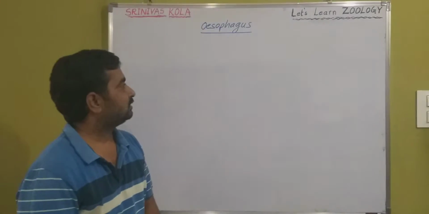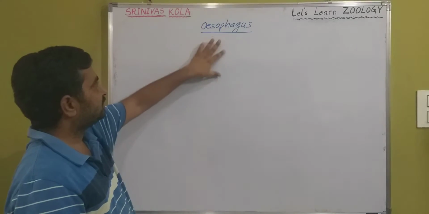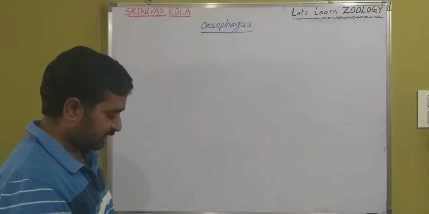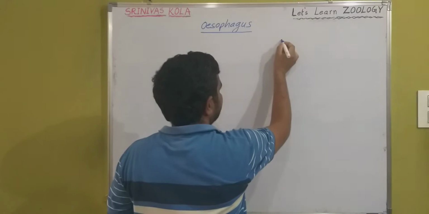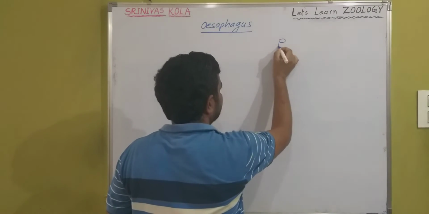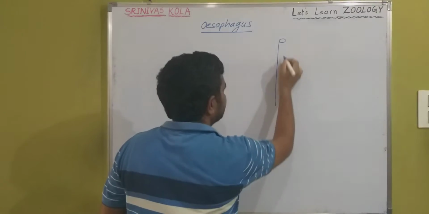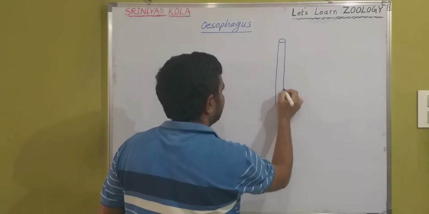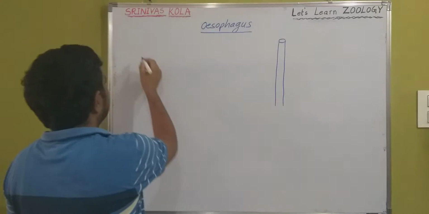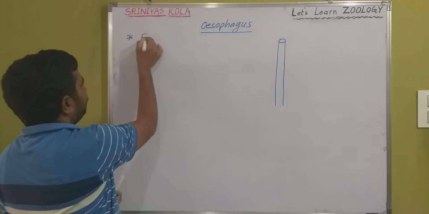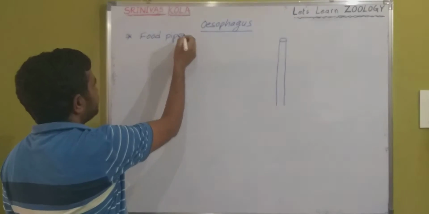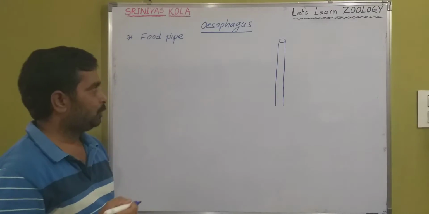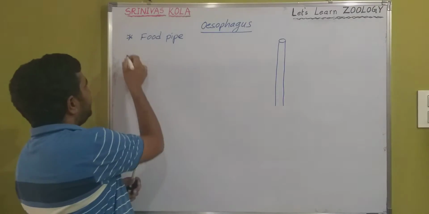Hello everyone. In this segment, we will discuss the esophagus. What is that? The esophagus is otherwise known as the food pipe.